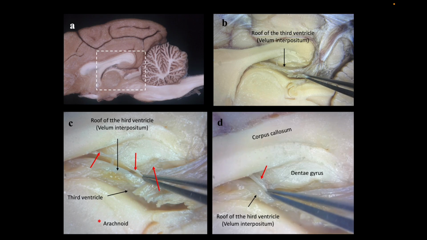This thin membrane has been marked with red arrows, as well as in image D. And this is an arachnoid membrane that is located between the roof of the third ventricle and the pia mater that is attached to the parenchyma of the dentate gyrus and fornix.